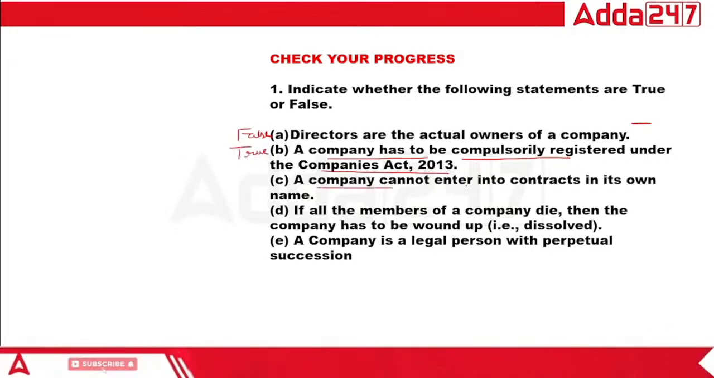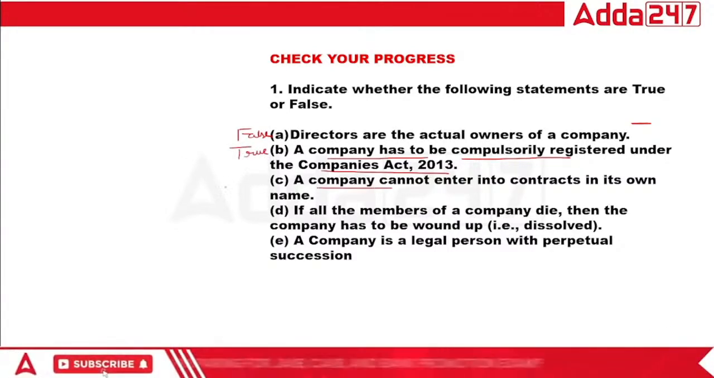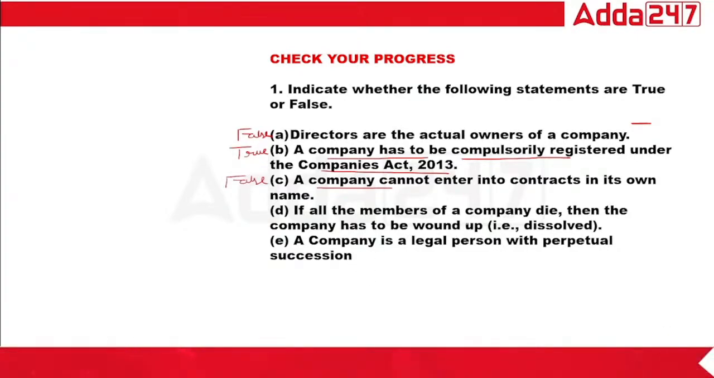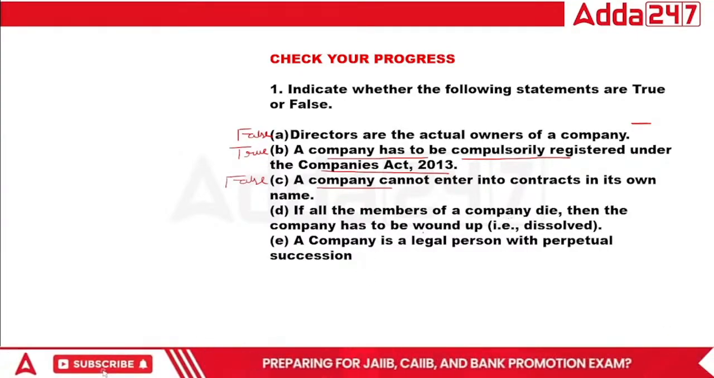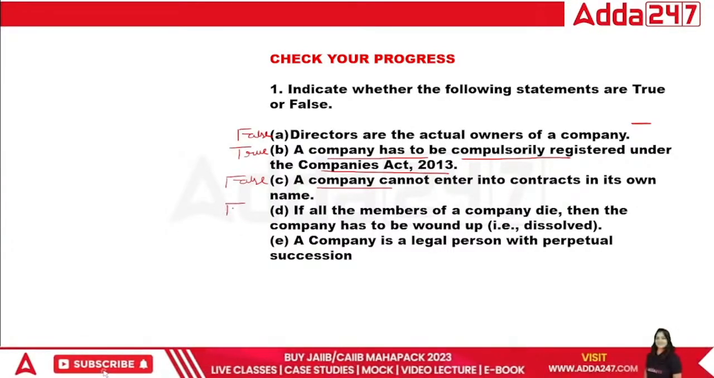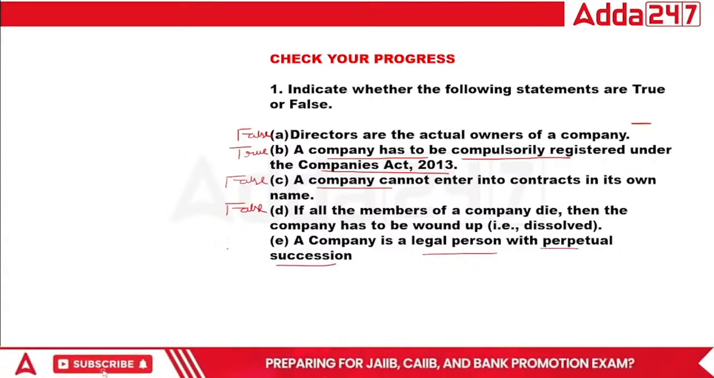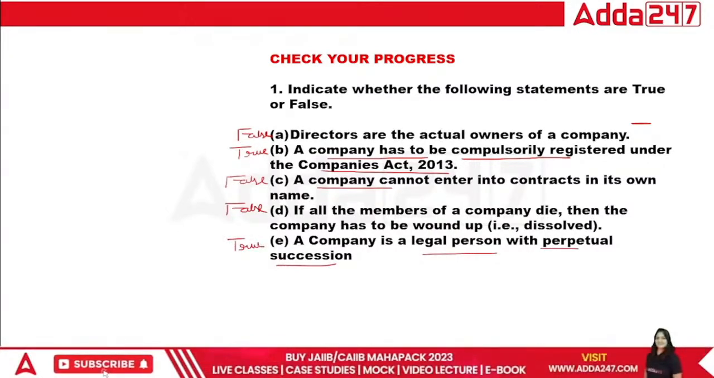The company cannot enter into a contract in its own name. That is absolutely false, because a company has a separate legal entity. So the company can enter into a contract in its own name. If all the members of the company die, then the company will be wound up. That is absolutely no. The company will go on as it is. A company is a legal person with perpetual succession. Every question you have to do.